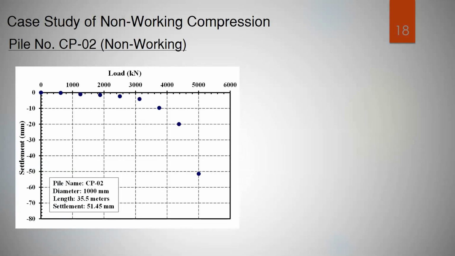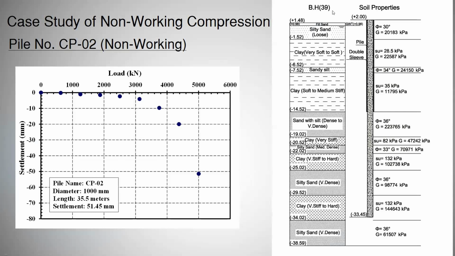Here I will present an example case study from the database. We have a compression pile. It is 1 meter diameter, the length is 35 meters, and the head settlement is 51.5 millimeters. This is the adjacent borehole, and we use a double sleeve in the soft soil to prevent its effect.